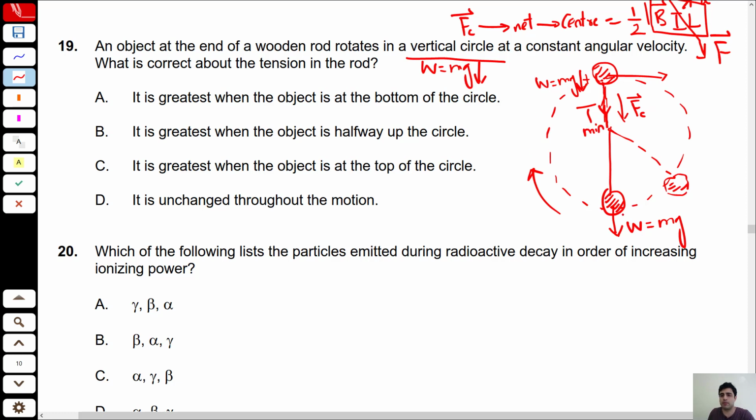But when the ball is at the bottommost position, as you can see here, we still need centripetal force toward the center of the circle, and it has to be the net force.